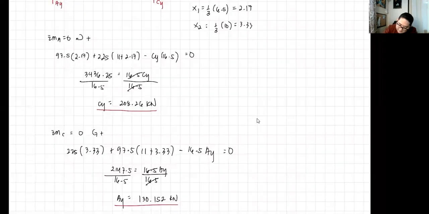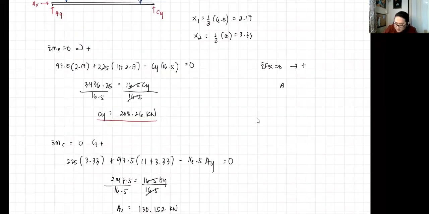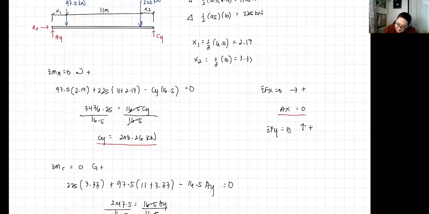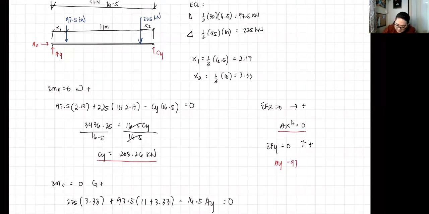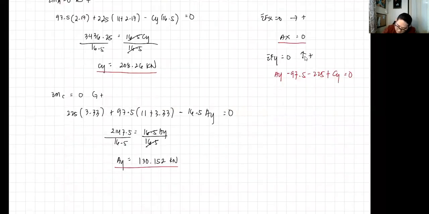Okay, before we proceed, summation of Fx equals 0, taking to the right as positive. We have AX as the sole horizontal force, so AX equals 0. And then plus 1, we have summation of forces in y equals 0 as our check, with upward as positive. So we have AY, and then our resultant forces, 97.5 minus 225 plus CY equals 0. So 130.152 minus 97.5 minus 225 plus 208.26. That is not zero. Okay, so it's off.